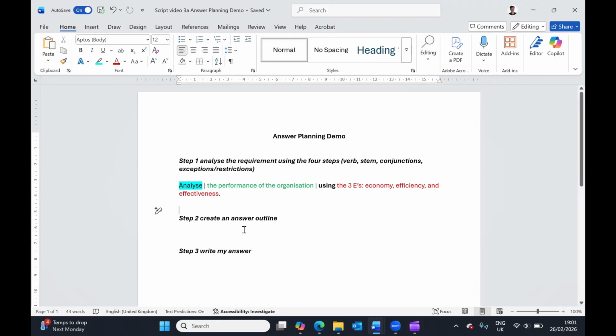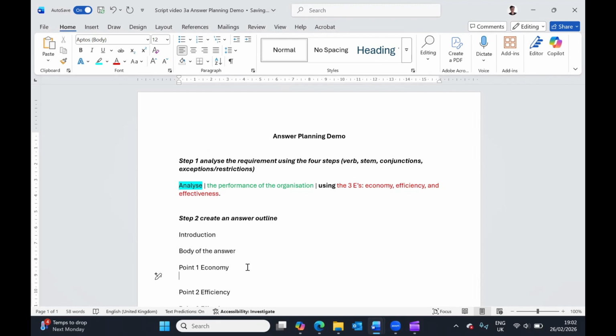So my next step is to now create the answer outline. So remember I said that I'm using a simple 3-part structure of introduction, body, and conclusion. So I'm just going to type that in, that's what I'm going to have. Then in the body, that's going to be the body of the answer, right? And then I'm going to put economy, because that's point 1, because I have to use this model. Then point 2 is efficiency. Point 3 is effectiveness. Okay.